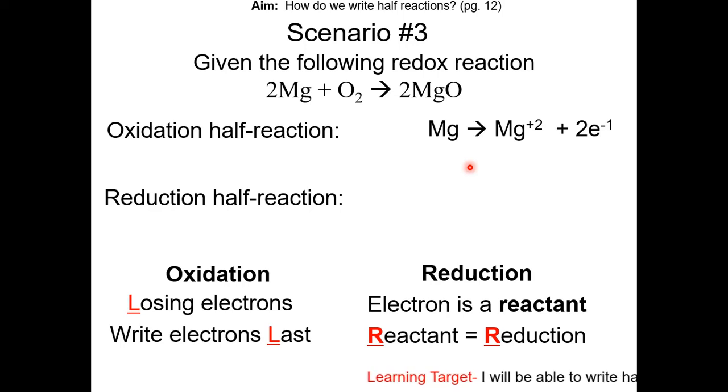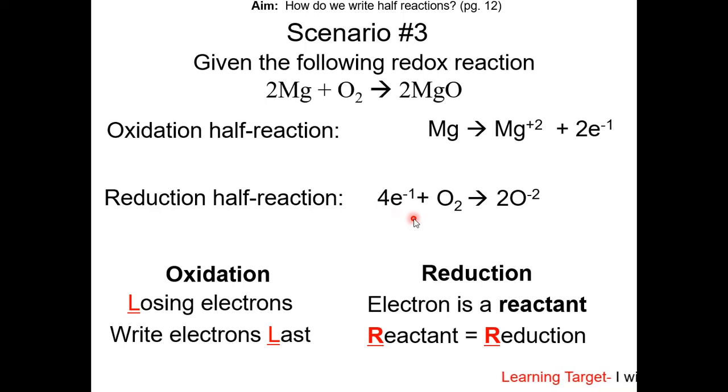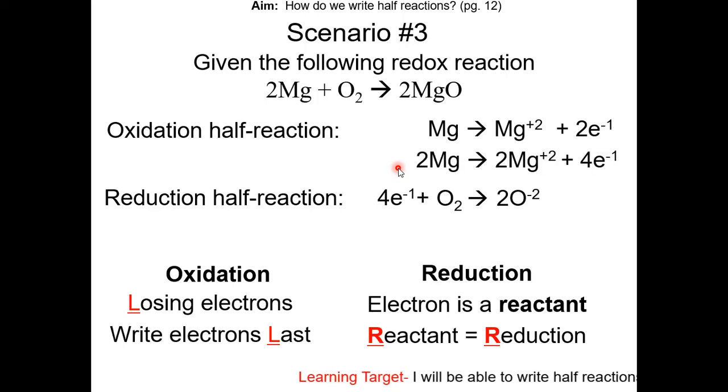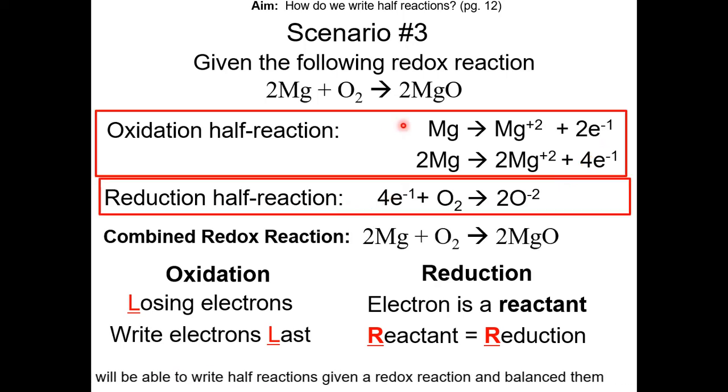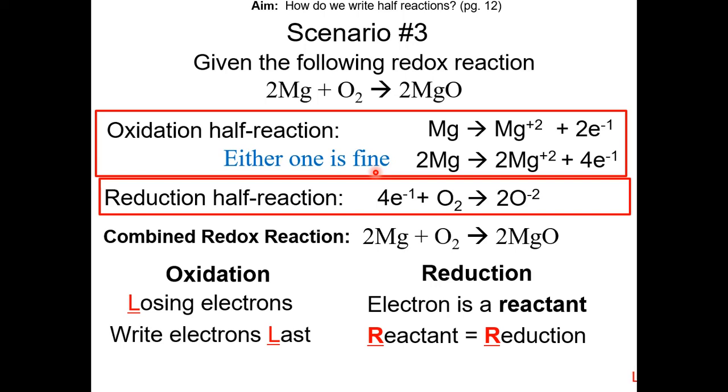For oxygen, it gains 2 electrons. It goes from 0 to -2. Since there's 2 oxygens, a total of 4 electrons is gained. So we write 4 electrons on the reactant side. Notice the oxidation half reaction has 2 electrons, but the reduction half reaction has 4 electrons. We can double the oxidation half reaction. If we combine both of these equations, we will get the original redox reaction. For the Regents exam, you can write either one for the oxidation half reaction. All of these chemical equations follow the law of conservation of mass and charge.